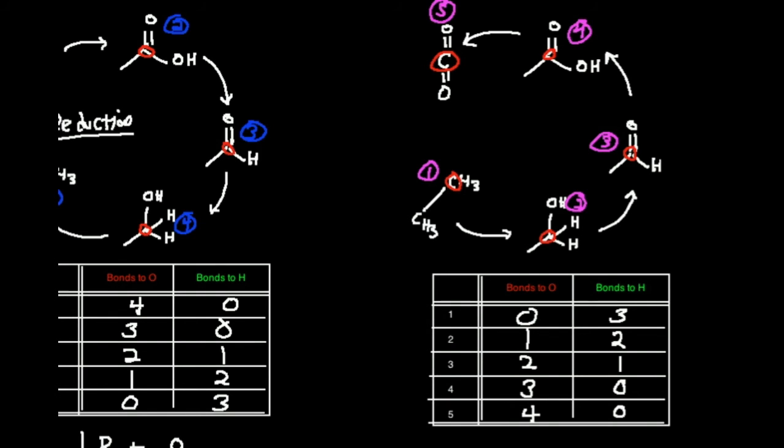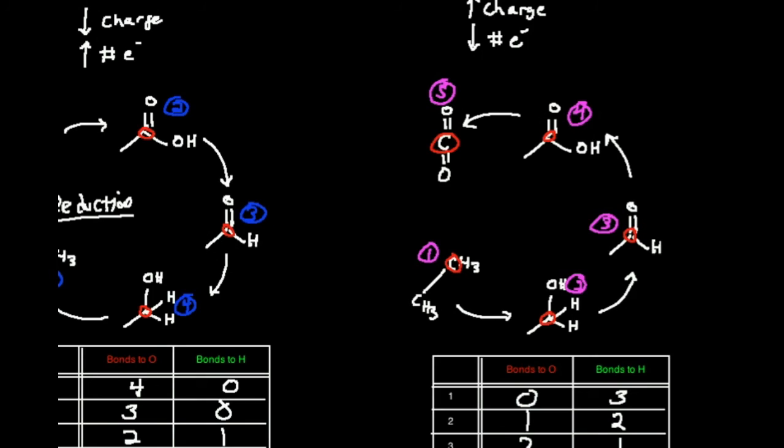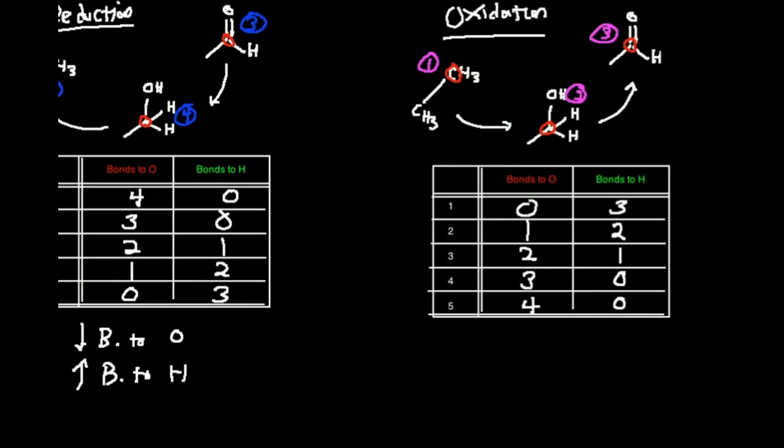So this direction is what? Oxidation. What would be a general rule for oxidation? Well, we're increasing bonds to oxygen and we're decreasing bonds to hydrogen. So that's going to be an important rule of thumb to remember, especially when we start dealing with organic molecules. It's very important to be able to identify whether something's an oxidation or a reduction.